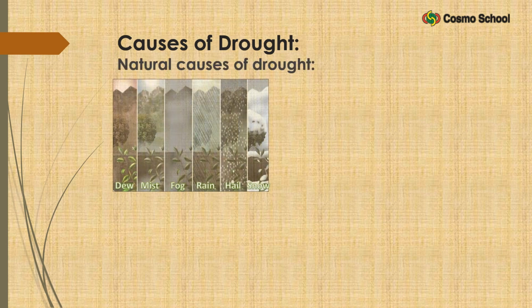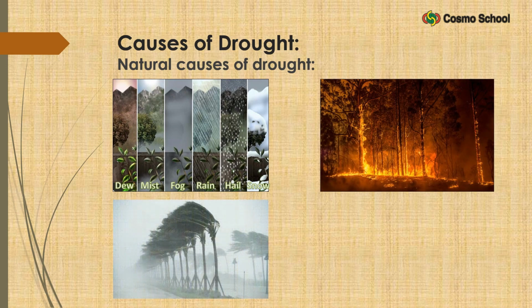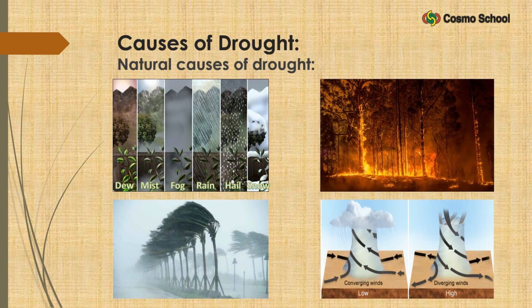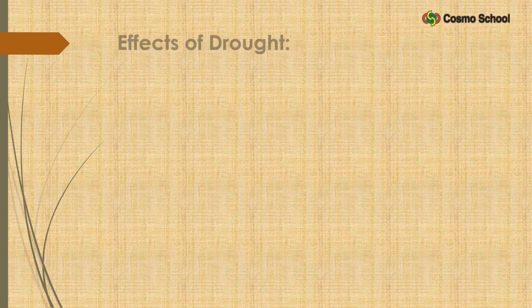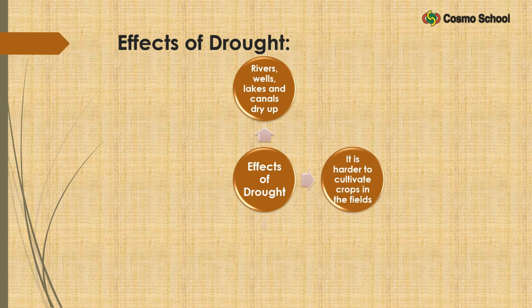Match the pictures with the points. You can also find the answers in the lecture sheet. Now come to the point, effects of drought. Rivers, wells, lakes and canals dry up. It is harder to cultivate crops in the fields. Fodder for cattle becomes scarce. There is no rainwater to drink.